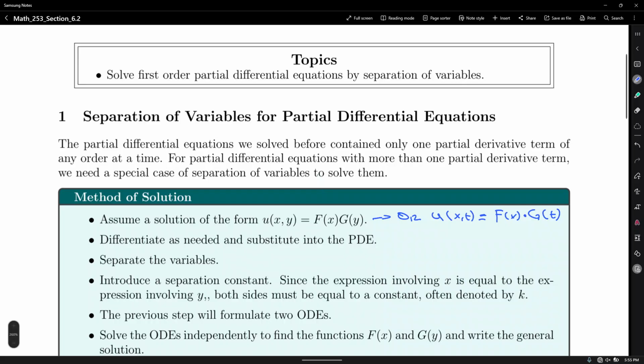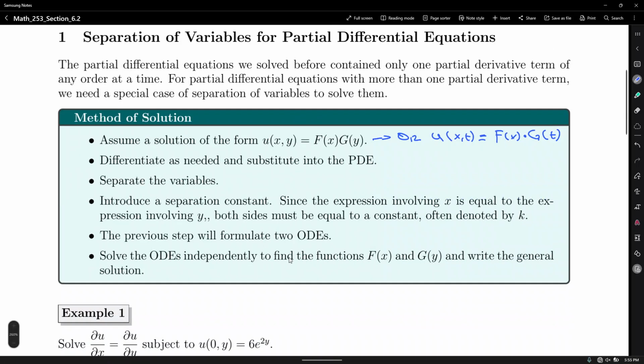Differentiate that solution as needed and substitute into the PDE. Separate the variables, and here is where the twist comes into play. Introduce a separation constant: since the expression involving x is equal to the expression involving y, both sides must be equal to some constant. You'll see what I mean. We will often denote this as a constant k, but you can use any letter, it doesn't matter. We're going to stick to k.